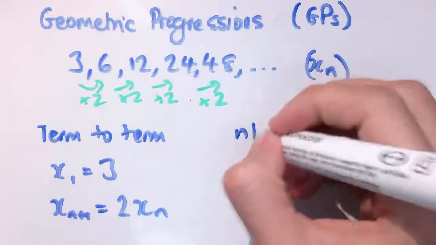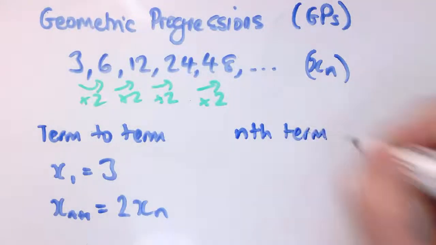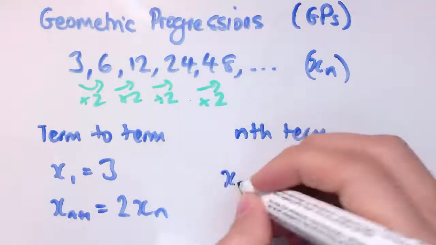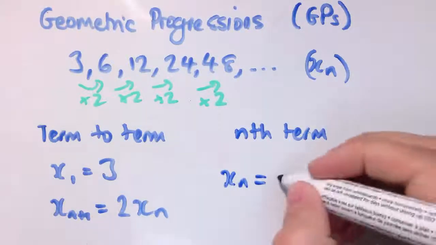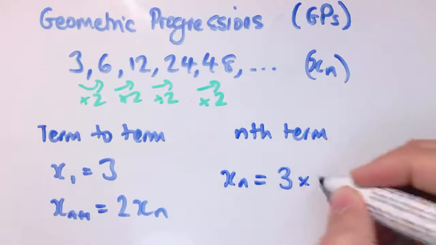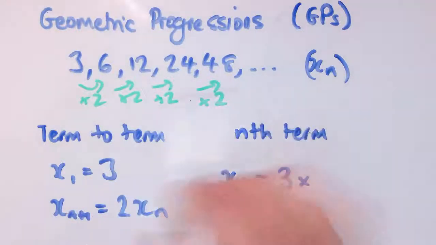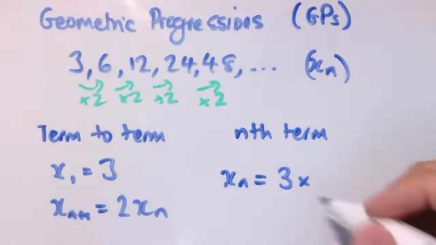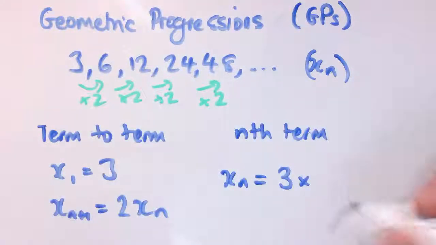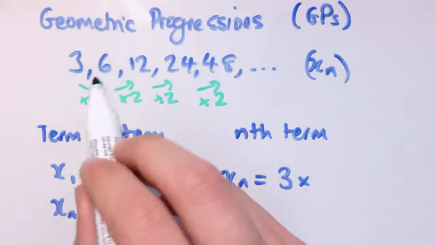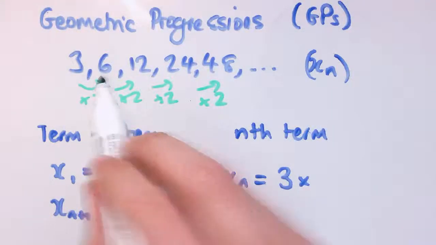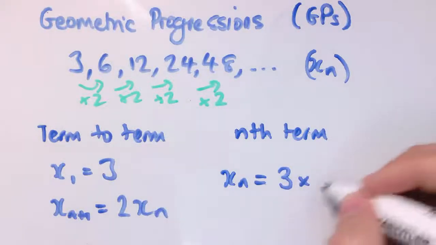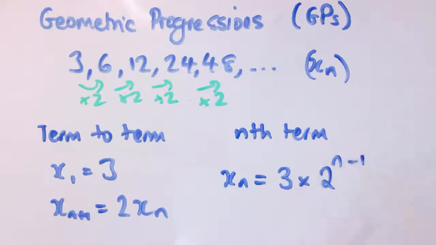And for the nth term definition, perhaps a little bit trickier, but I'm going to say xn is, well, I'm going to start with 3, and I'm going to times it by 2 a certain number of times. Now for the first term, I haven't times it by 2 at all. You need to be good with indices here, but that would be times 2 to the 0. Then on the second term, I've times it by 2 once. For the third term, I've times it by 2 twice. So actually what we get here is times 2 to the n minus 1.